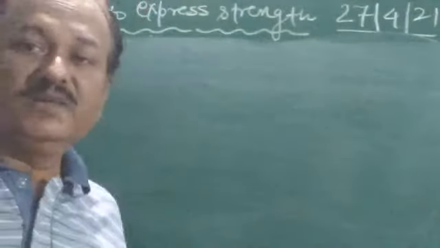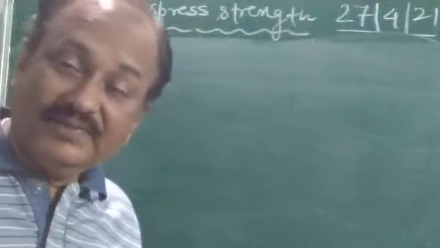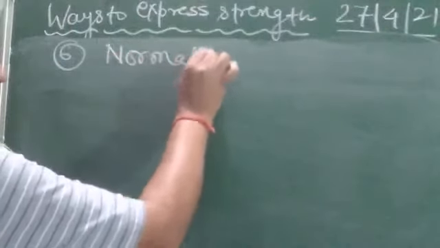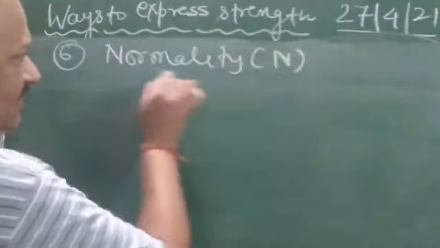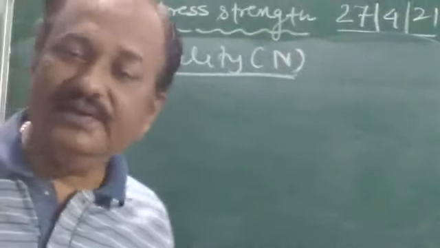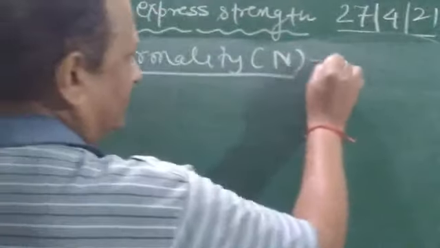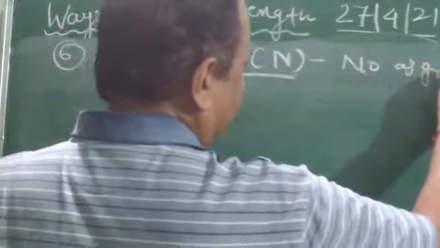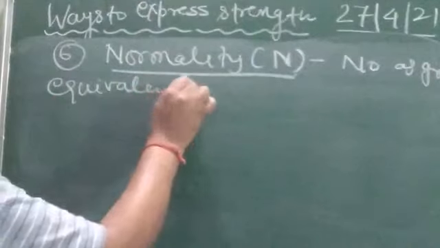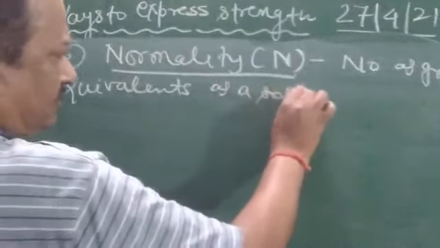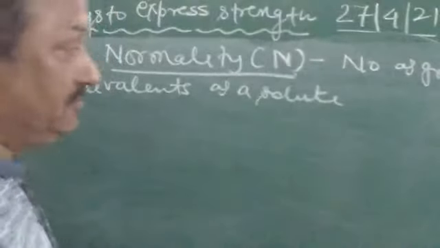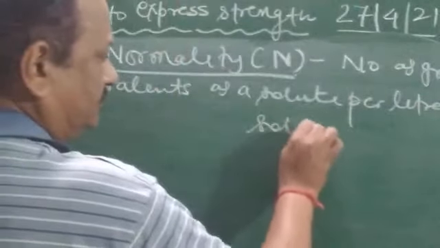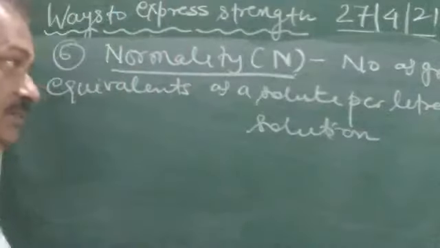Now I am going to explain the next very important part, and it is normality. Normality has the symbol capital N, and it is defined as the number of gram equivalents of a solute per liter of solution, number of gram equivalents.